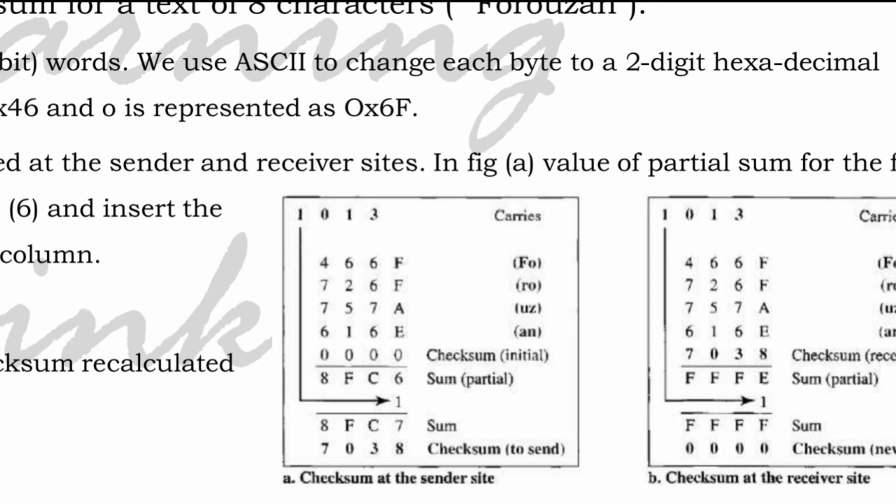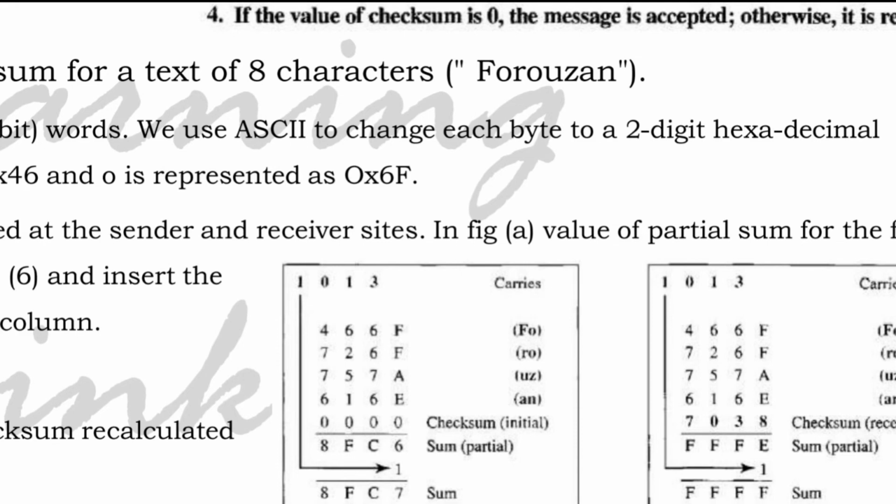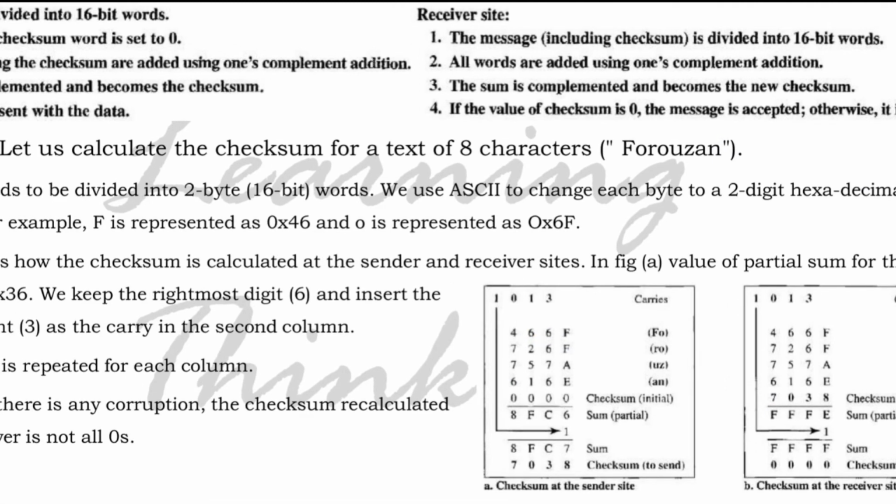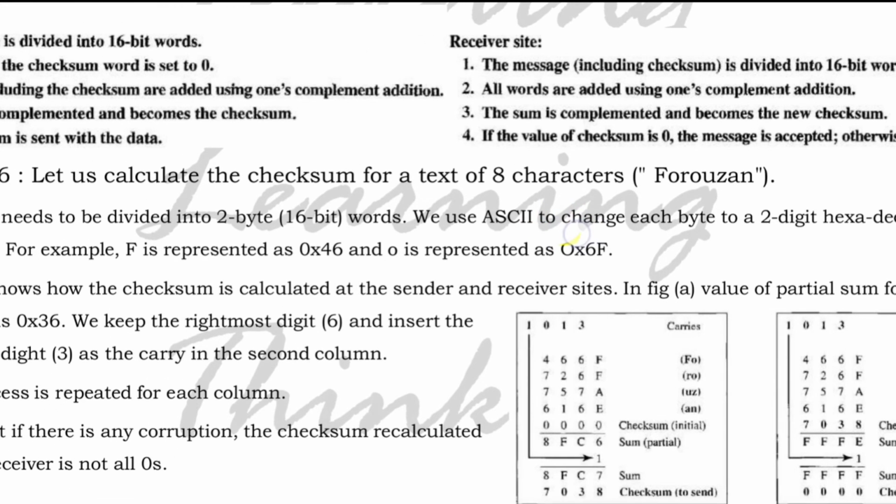So this is the 8 characters for the text. We are changing these using ASCII, where F is represented by 0x46 and O is represented by 6F. Likewise we are changing all of these into hexadecimal numbers. So all the characters are changed into hexadecimal numbers and we are adding those, along with the checksum, which is initially 0, and we are adding the carries 1, 0, 1, 3 as well.